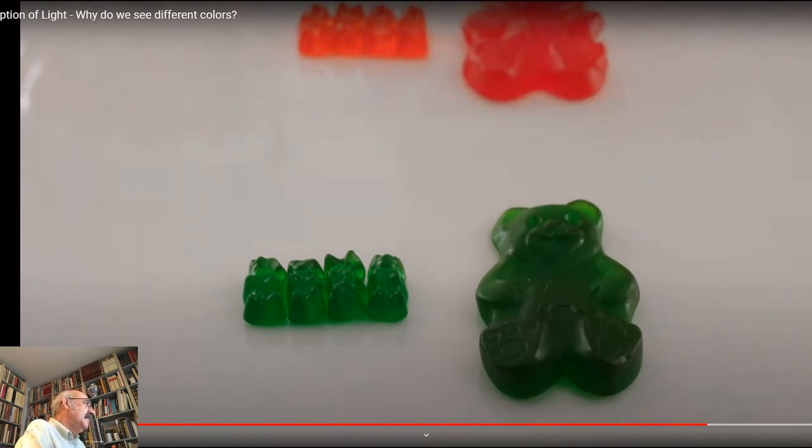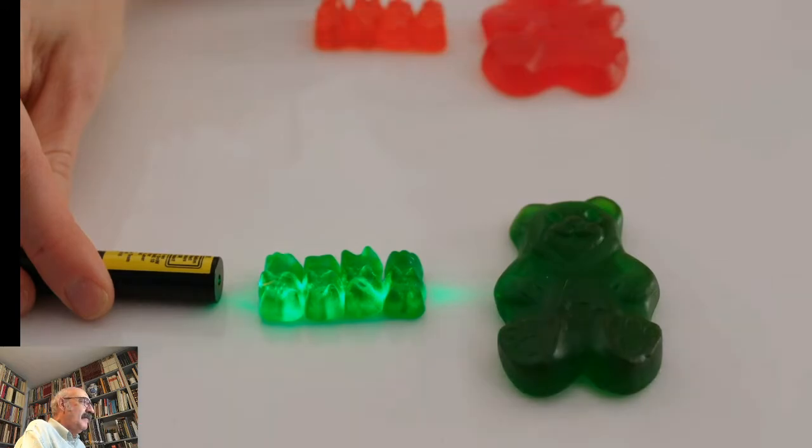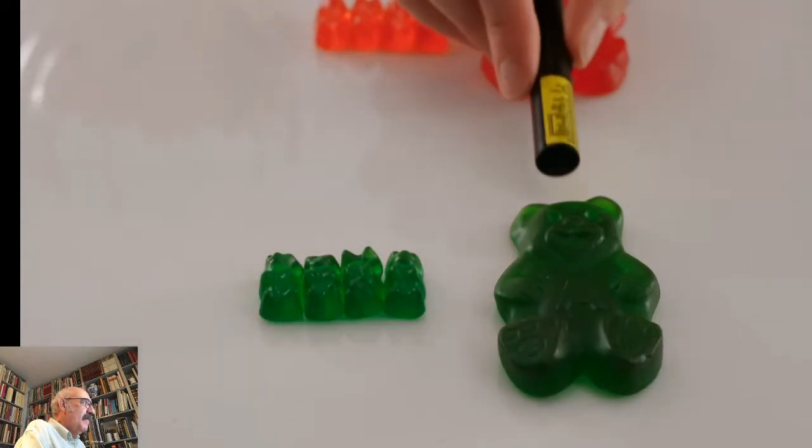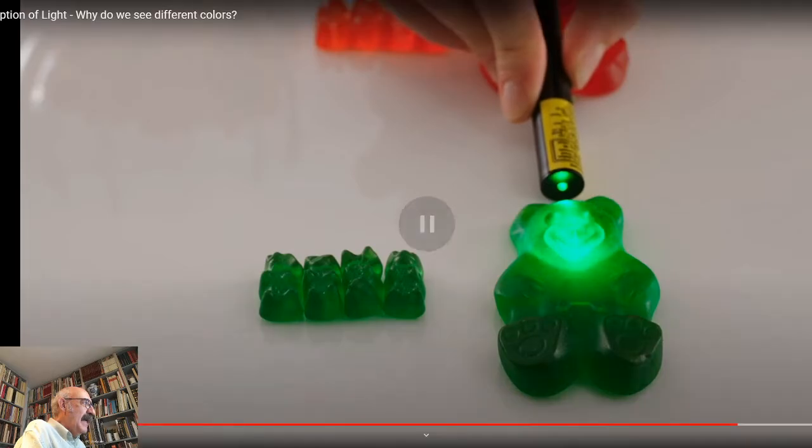And using the green laser. When I point the green laser through the green gummy bears, the green light passes through. Now this is a green laser, so the green laser passes through. Why is it? Because these objects, this green color, reflect green color, and that's why this green laser passes through the object.